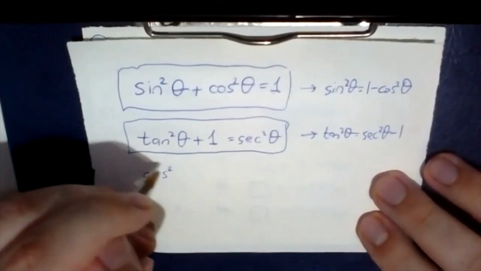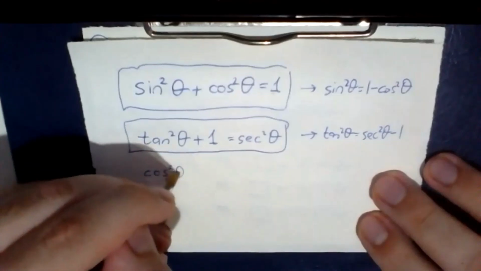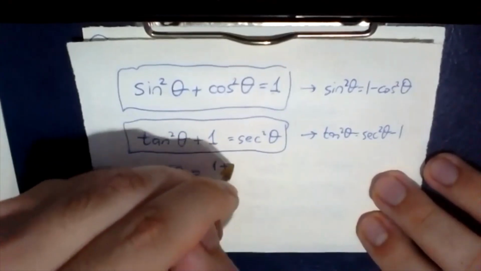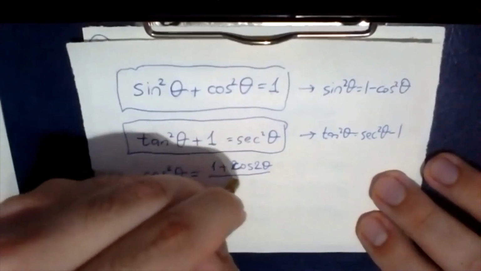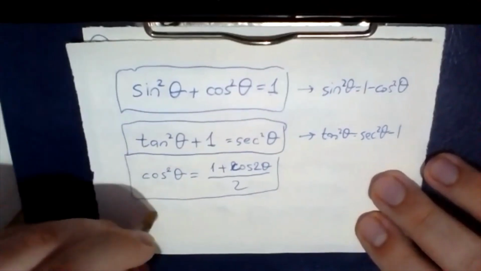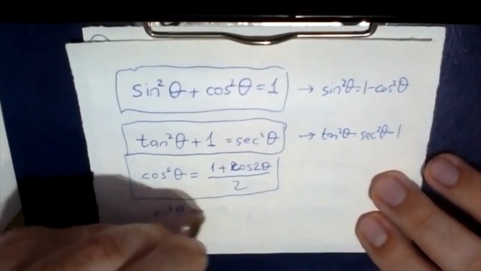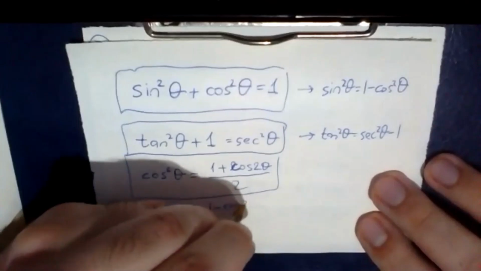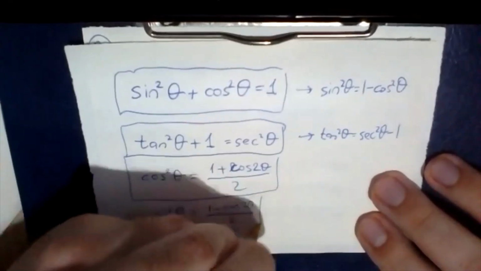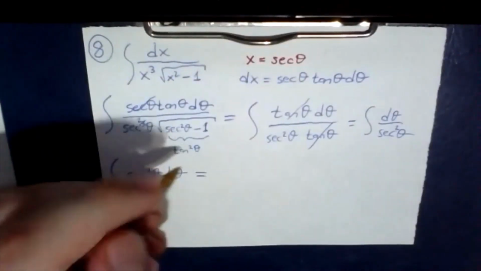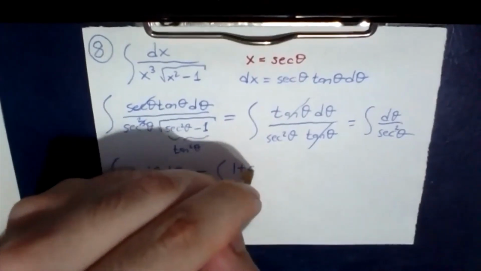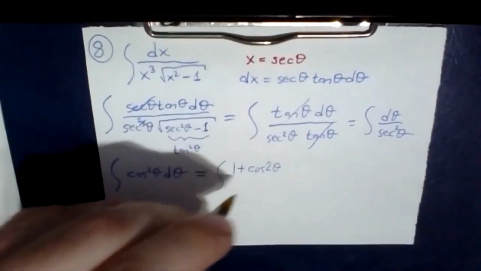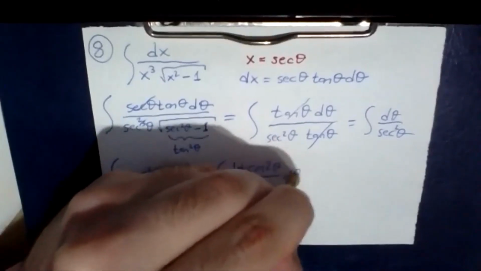Half-angle formulas. It's coming from half-angle formulas. Cosine squared theta is equal to (1 plus cosine 2 theta) over 2, and sine squared theta is equal to (1 minus cosine 2 theta) over 2. We need this identity now. Instead of cosine squared theta, we can write (1 plus cosine 2 theta) over 2 d theta.